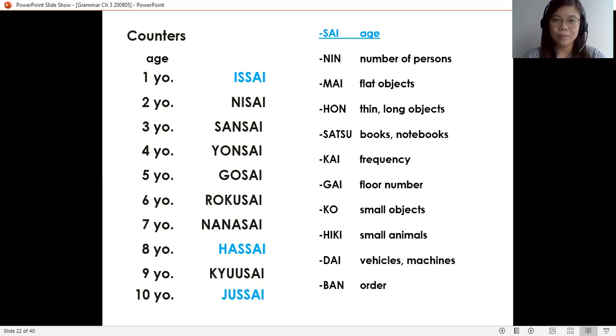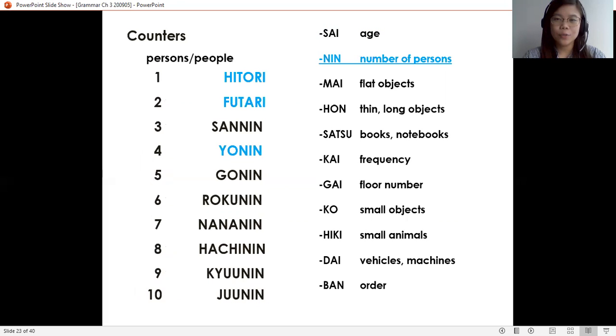Okay? So next, let's go to nin, the counter for the number of persons. For this one, the special sounds that you have to take note of are for 1 person, 2 people, and then 4 people. So for 1, we have hitori, 2, futari, and 4, yonin. So this is just a single consonant, not double.